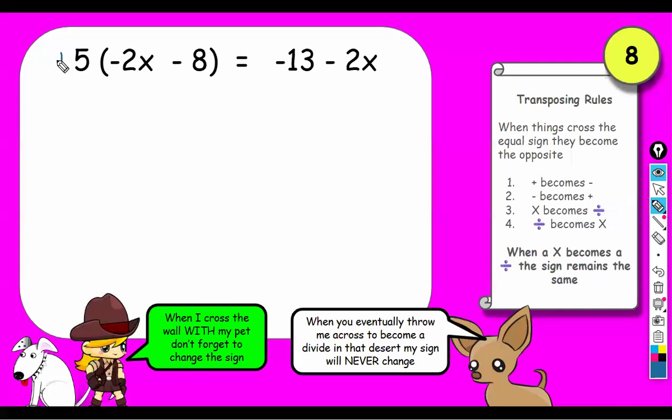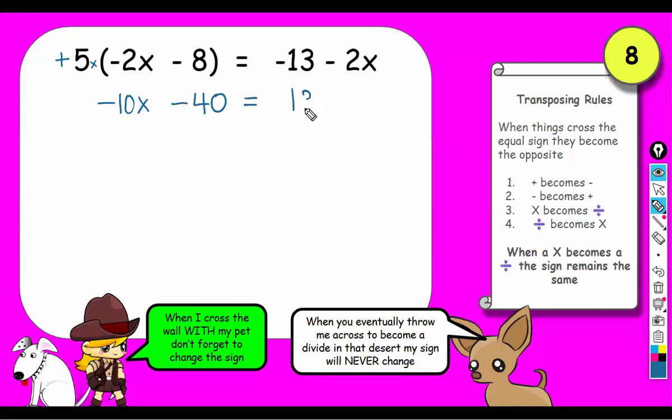So remember, this is positive 5 here, and in between here and here, there's a secret multiply. So what we have to do is multiply everyone inside the brackets by positive 5 first to get rid of the brackets. And last week I showed you how to do this, so I'm not going to spend too much time on it. So positive 5 by minus 2x is minus 10x. And positive 5 multiplied by minus 8 is minus 40.